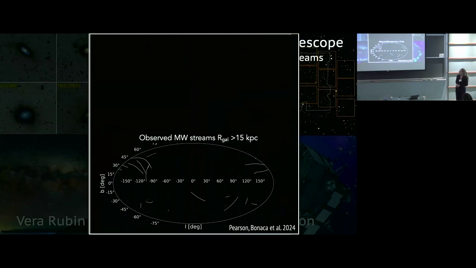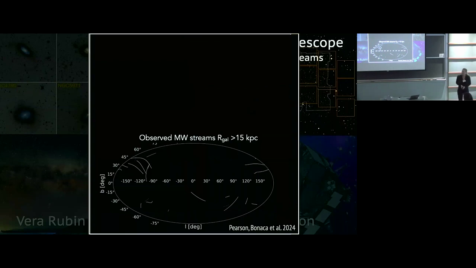So Anna and I addressed this in a paper that was on the archive last week for a slightly different reason. We tried to figure out how many streams there might be missing in the Milky Way. And here you're looking at the footprint of the observed streams in the Milky Way that are known so far beyond 15 kpc. So there are a few, but they're actually not that many, especially not if you make the cut at 30 kpc, for example.